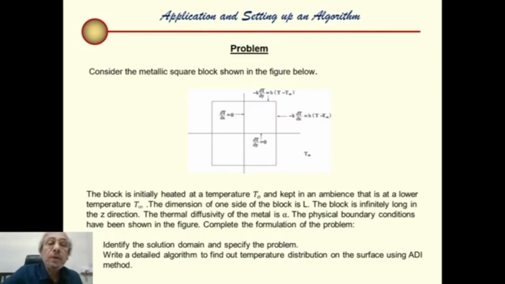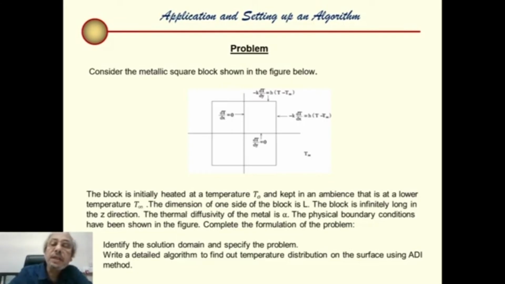metallurgical industry. So the problem statement is the following: consider a metallic square block shown in the figure, and this square block is initially heated at a temperature T0, which is much higher than the local ambient temperature. The dimension of any side of this block is L. The block is very long in Z direction, so we are looking at X and Y direction. Z direction infinitely long means Z direction dimension is much higher than X and Y direction dimensions. The thermal diffusivity of the metal is alpha.